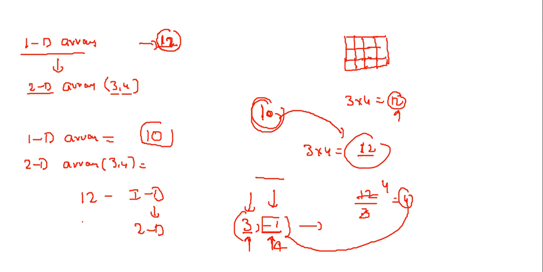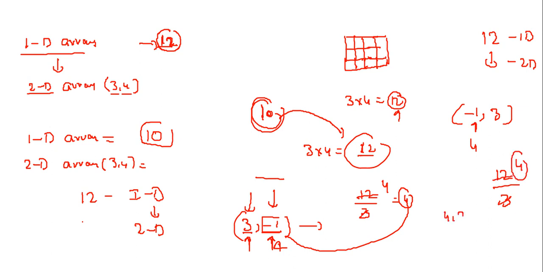Suppose I have 12 elements of a one-dimensional array. I want to convert this one-dimensional array into a two-dimensional array. I don't know the number of rows, but I know the number of columns. Then it can easily calculate that the number of rows is 4. How? You have 12 elements. The number of columns is 3. So how many rows will come? 4 rows. So 4 by 3 is equal to 12 elements. That means it is a two-dimensional array.